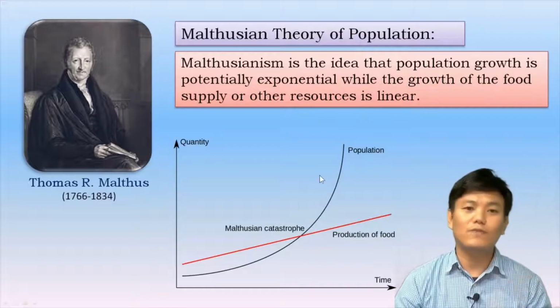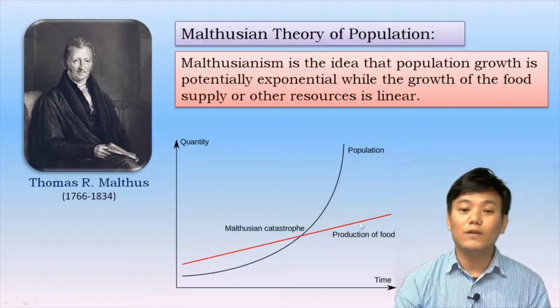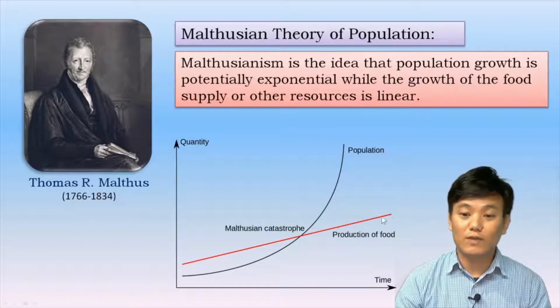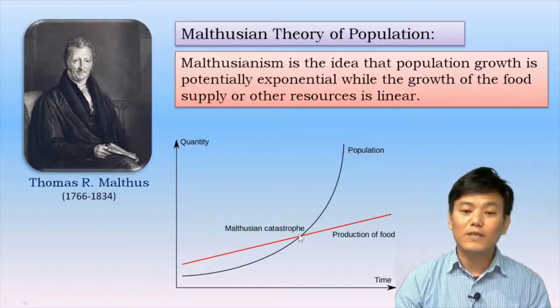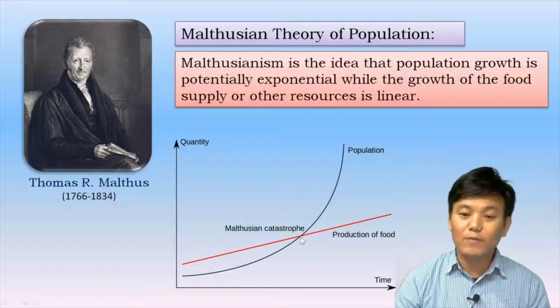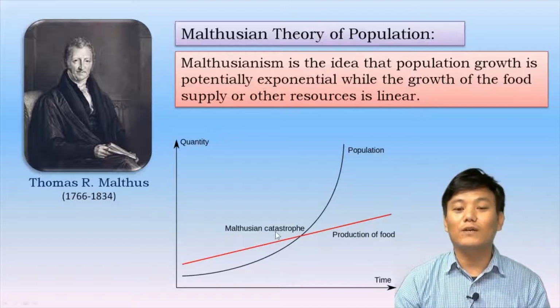If you look at the resource growth, the red line, the growth of the resources or the food is linear. It grows at a much slower rate compared to the population. So at one point, when these two lines overlap, the human population far exceeds the food resources available. At this particular time, Malthusian catastrophe will occur.